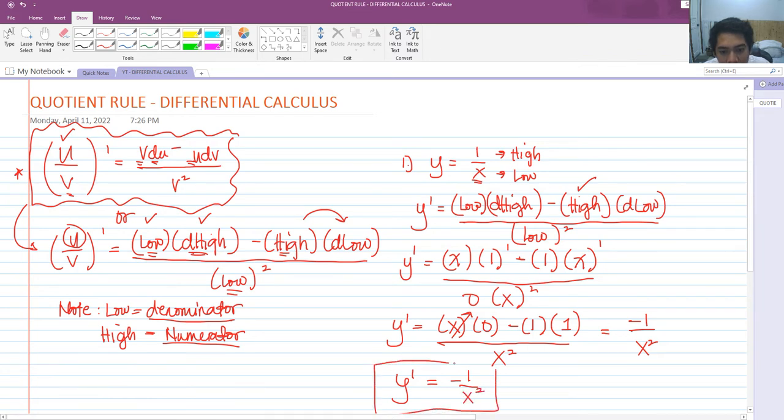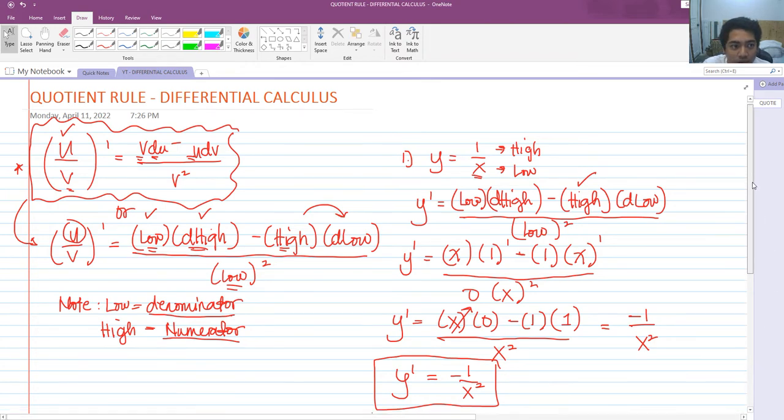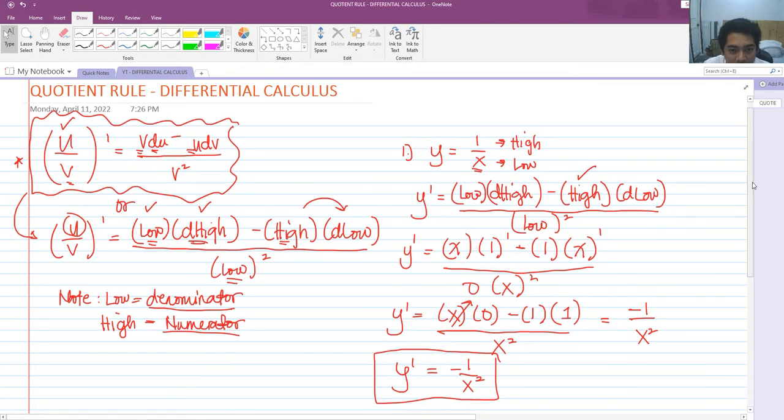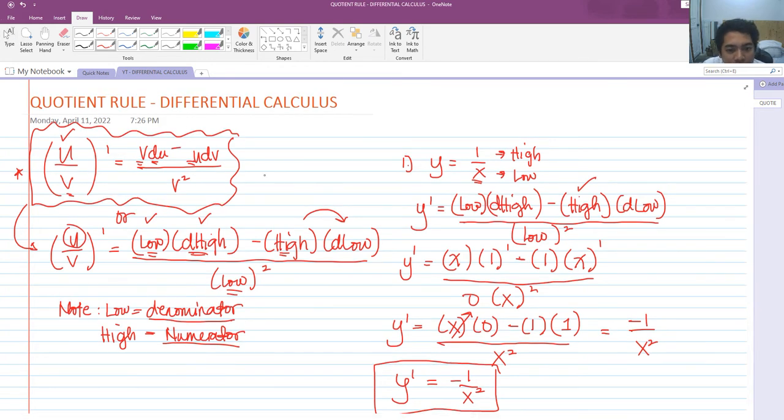So that's how simple it is to use the quotient rule using the mnemonic formula low d high minus high d low all over low squared. So that is simply the derivative of y equals 1 all over x. Okay, so that's how you get the derivative.